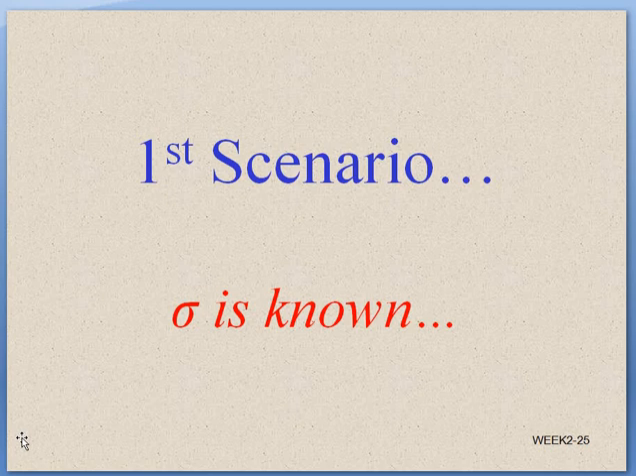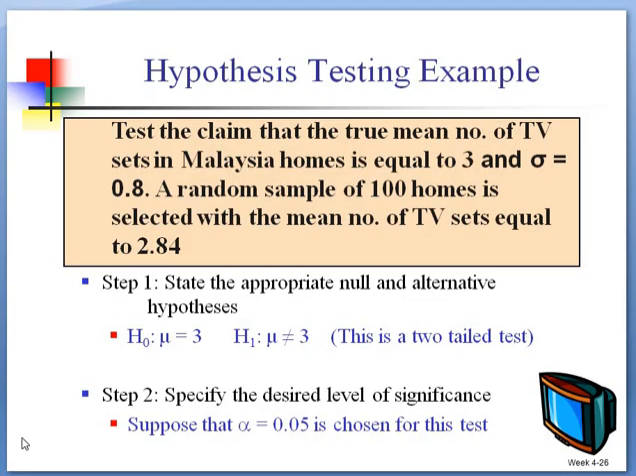Now, we will go to the first scenario by using an example. We'll discuss it, for example, if the standard deviation is known. For example, a tester claims that the true mean number of TV sets in Malaysian homes is equal to 3, and the standard deviation is given equal to 0.8. A random sample of 100 homes is selected with the mean number of TV sets equal to 2.84. So, if the question asks you to test the claim, and the claim is this one.